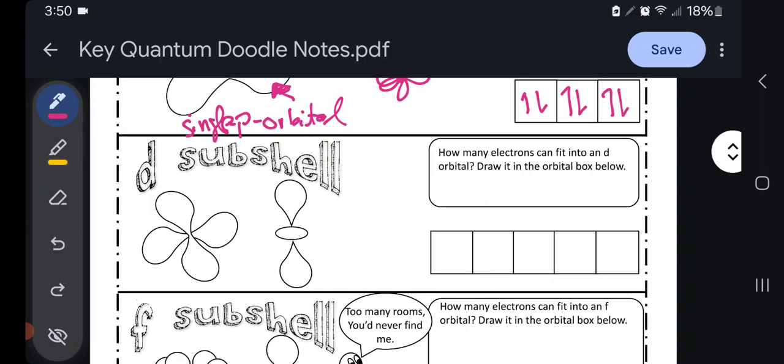Now your D, remember it has 10 groups. It can hold 5 subshells. So 5 subshells, and it can hold 10 electrons. All right, so there are 2 ways a single d orbital could look.